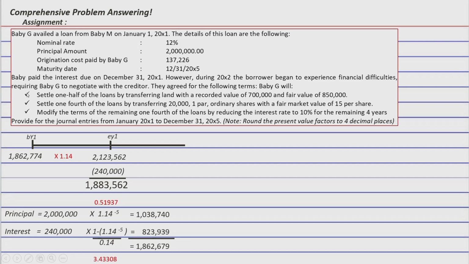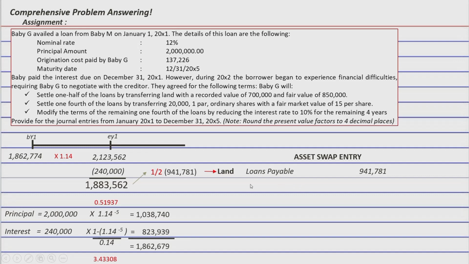Now, since we suffered financial difficulty, we have these agreements with the creditor. So now, we will try to update our liability balance based on these three. Let's consider first check number 1, where we agreed to give up our land to settle half of our liabilities. One half of the liability balance is 941,781. Since we need to settle this liability, our entry is we debit loans payable 941,781 to decrease our loans.